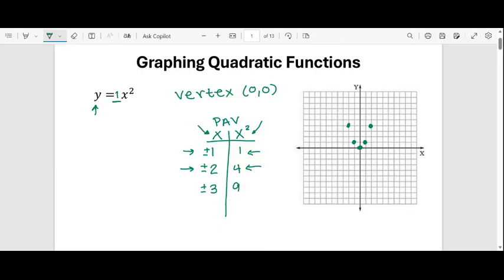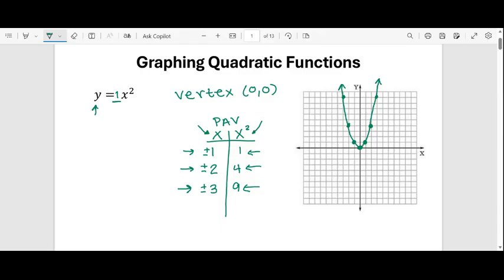Okay. Last one is going to be left and right 3 squares from my vertex and up 9 squares from my vertex. So we're going to go to the right 1, 2, 3, up 1, 2, 3, 4, 5, 6, 7, 8, 9. And to the left, 1, 2, 3, up 1, 2, 3, 4, 5, 6, 7, 8, 9. It should look like that. It will be a U shape, which is called a parabola. Whenever we're graphing quadratics, they should be U-shaped like this in a parabola form.